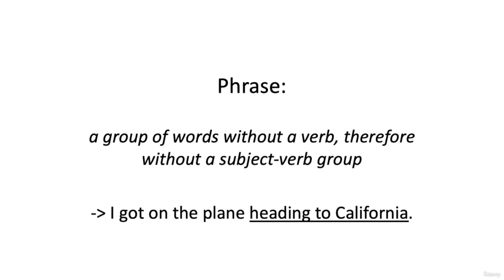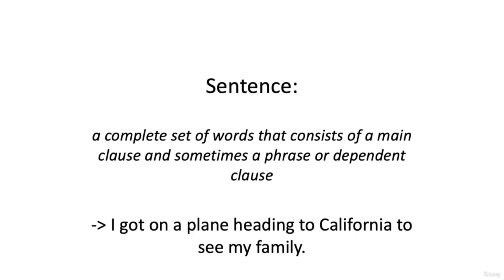A sentence is a complete set of words that consists of a main clause and sometimes a phrase or dependent clause. For example, I got on a plane is a sentence. I got on a plane heading to California is a sentence. And I got on a plane heading to California to see my family is also a sentence.